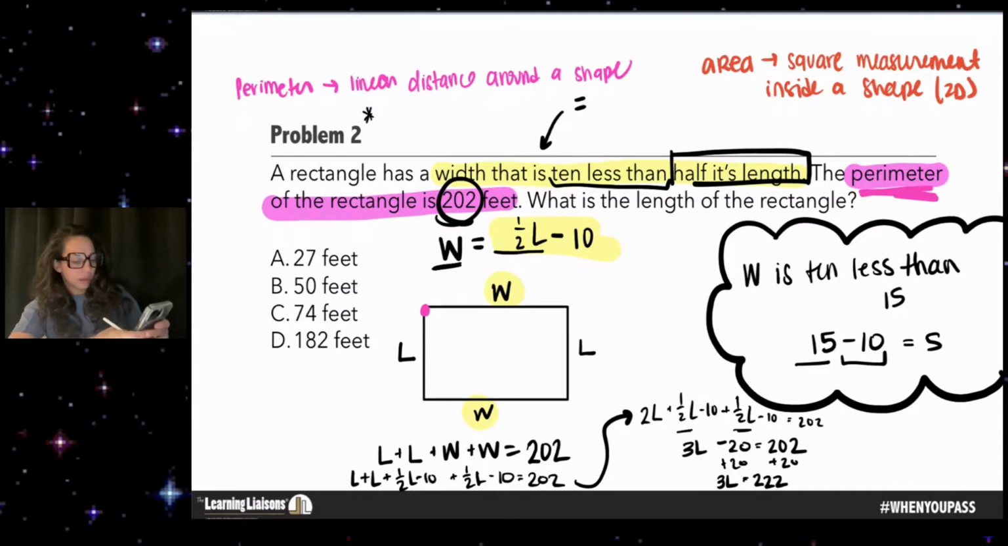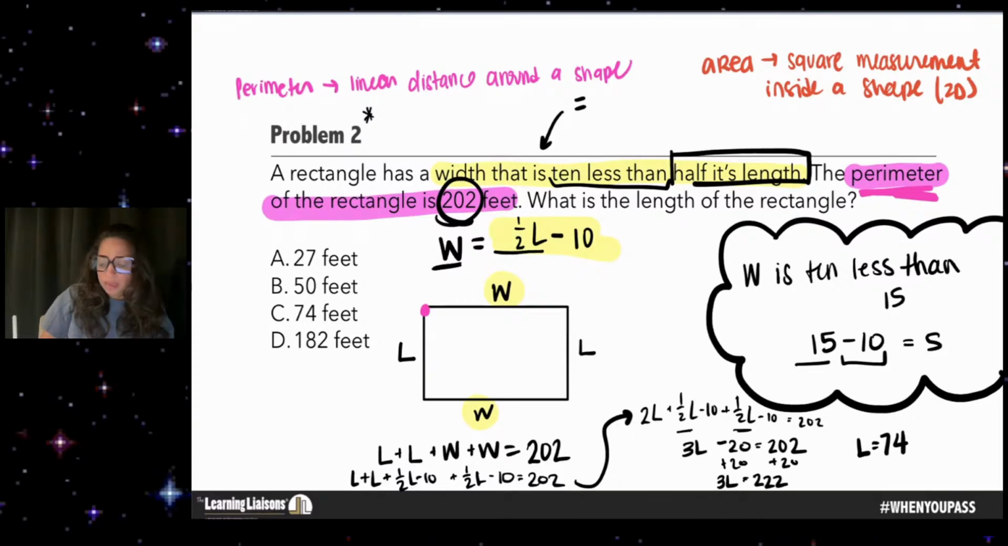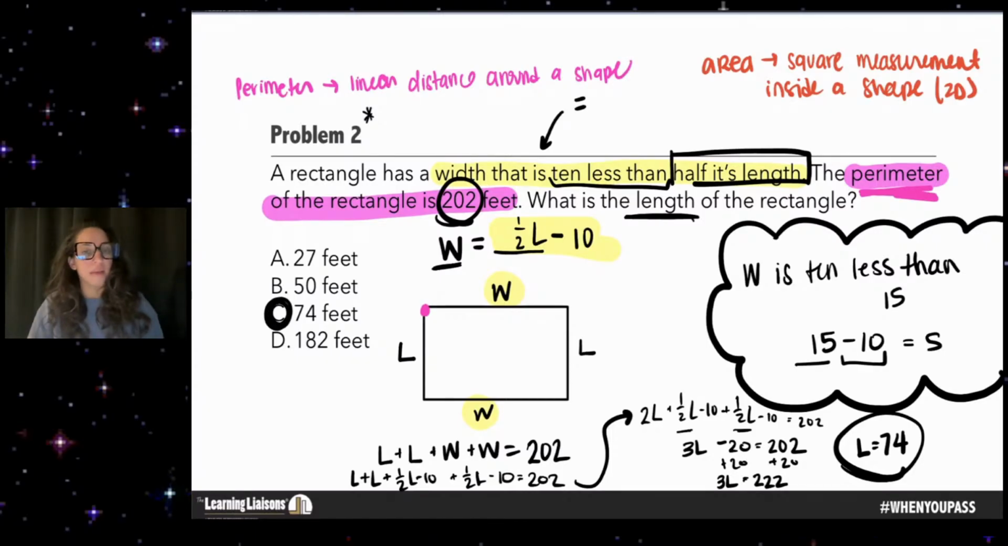And now I'm going to use my calculator. Could I do this by hand? I could, but I'm just not going to right now. So divide both sides by 3 and L equals 74. Now, the problem asked us for the length. So in this case, we ended up finding the length in that first step.